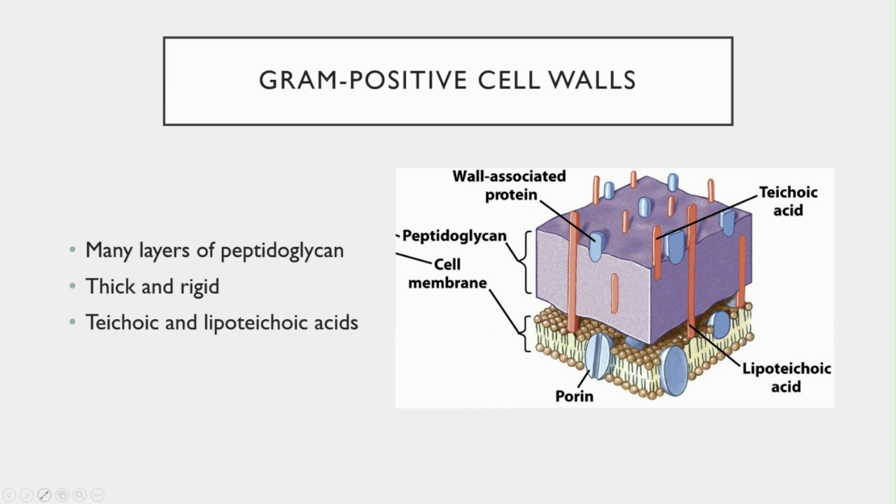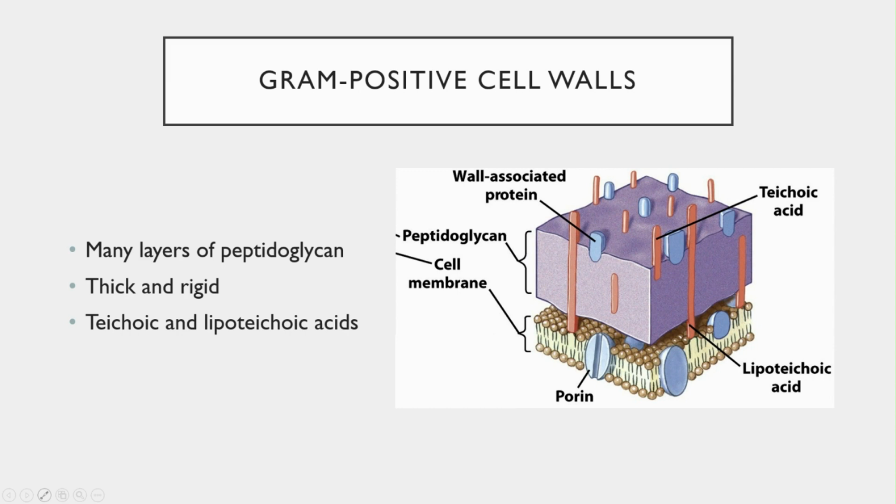The peptidoglycan makes the gram-positive cell walls thick and rigid. Remember that the crystal violet iodine complex in a gram stain is really hard to remove from the cells, and that's why they remain purple after destaining. And this is due to the thick peptidoglycan layer that gram-positive bacteria possess.